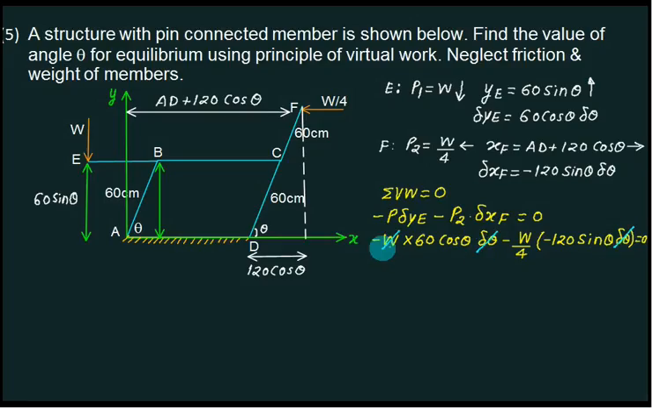Your W is cancelled. This 4 and this will become 30. If this becomes 30, this will become 2. This is minus cos 2 theta and this is plus. So this one is 2 cos theta equal to sin theta, equals 2. So theta equals 63.43.